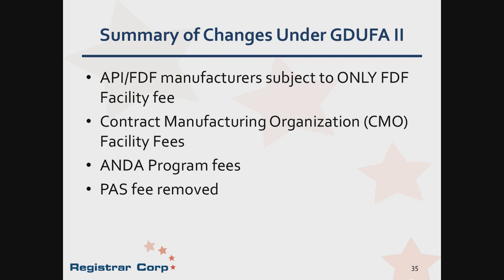Under GDUFA 2, there was some restructure to the fee structure, which allows facilities that manufacture both active pharmaceutical ingredients and finished dosage forms to only pay the finished dosage form facility fee, whereas before, both fees were incurred. There is a new category for contract manufacturing facilities that manufacture finished dosage forms that pay one-third of the finished dosage form facility fee. There is a new annual fee for generic drug application holders that pay a program fee, and the prior approval supplement fee was removed.